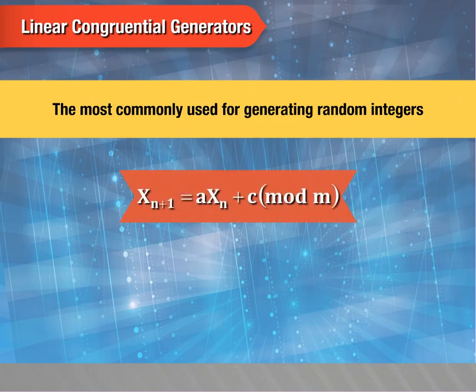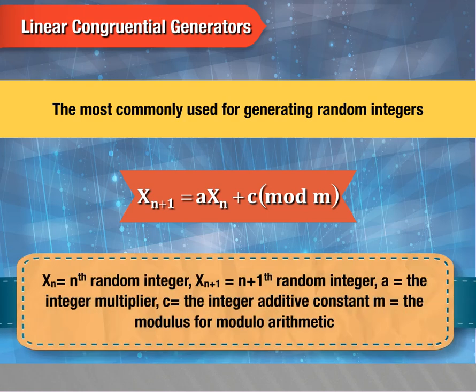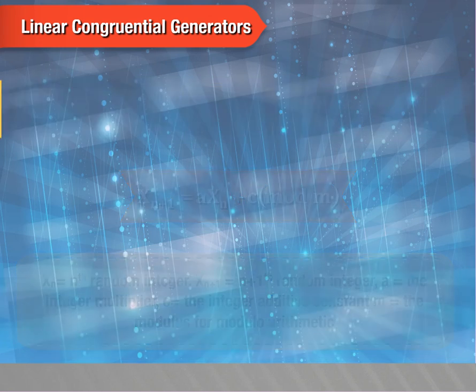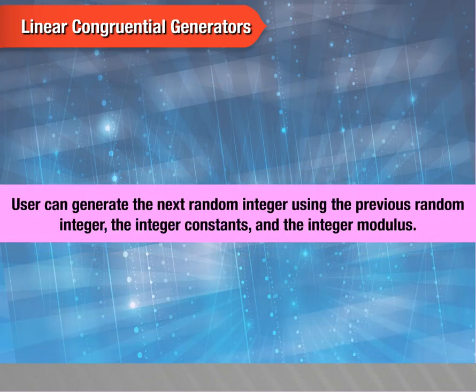X(n+1) is equal to (a X(n) plus c) mod m. Xn is the nth random integer, X(n+1) is the (n+1)th random integer, a is the integer multiplier, c is the integer additive constant, m is the modulus for modulo arithmetic. The user can generate the next random integer using the previous random integer, the integer constants, and the integer modulus.